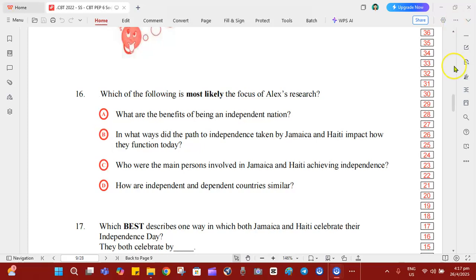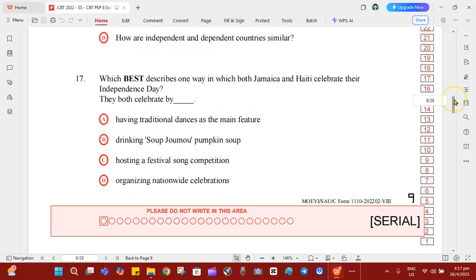Alright, moving on to number 17. Which best describes one way in which both Jamaica and Haiti celebrate their Independence Day? Alright, they both celebrate by A, having traditional dances as the main feature, not really the main feature. B, drinking soup joumou, pumpkin soup. If Haiti does, I don't think we do here in Jamaica. C, hosting a festival song competition.